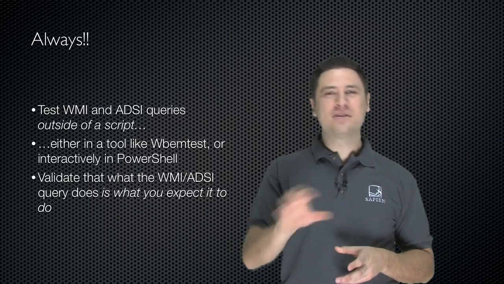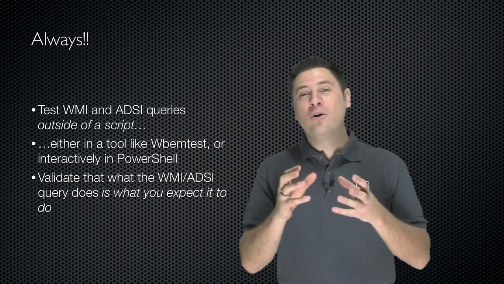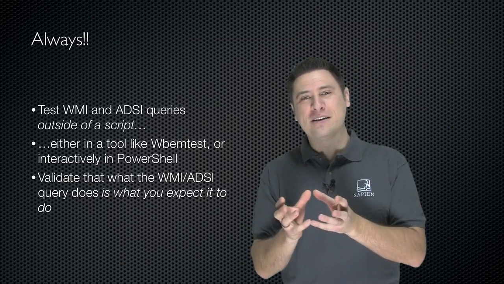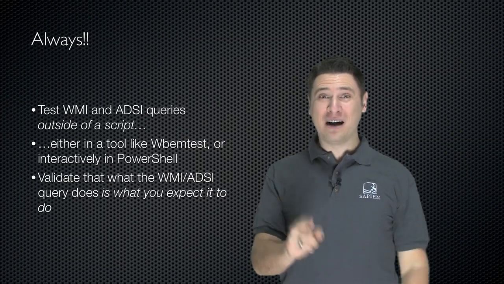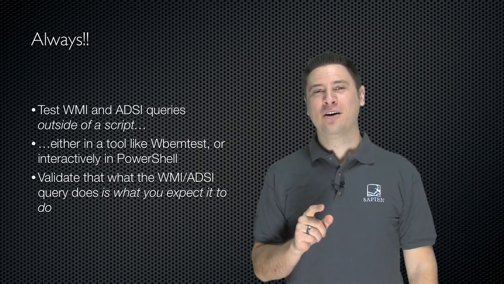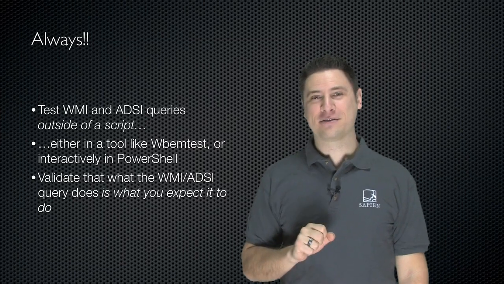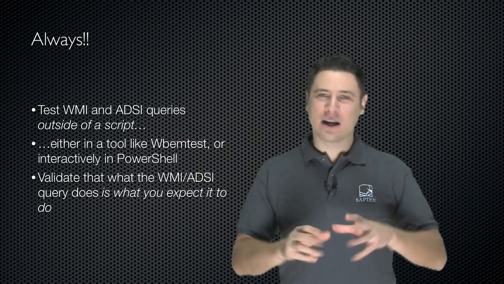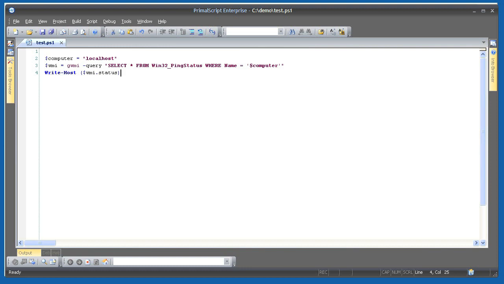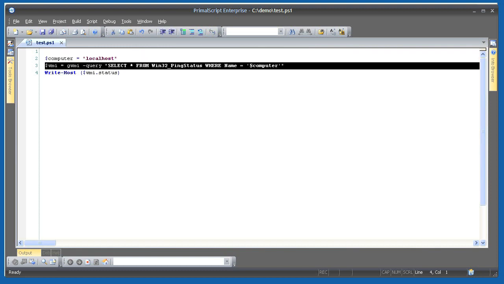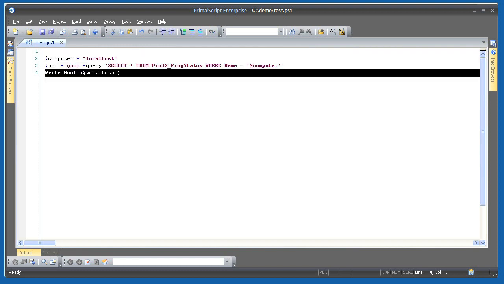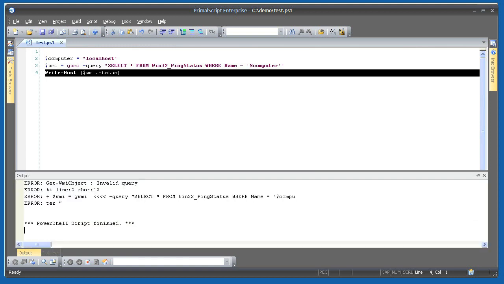See, that's always the thing with debugging. Always try and test things individually to make sure you're getting back what you expect. Because bugs only happen when something different happens, something that you didn't expect. I'll show you. Okay, let's just run a fairly simple WMI query for Win32 ping status. I'm going to set a computer name, execute the WMI query, and display the resulting object's status property.